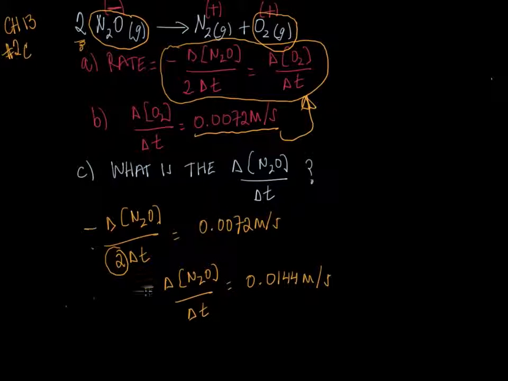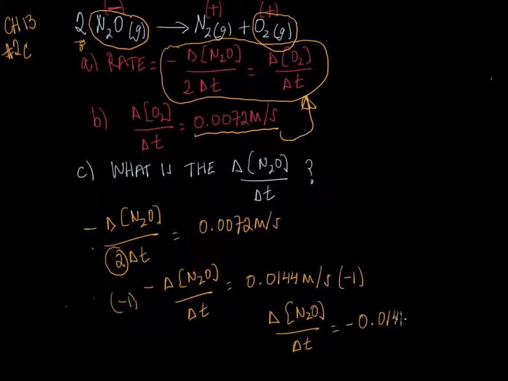Now to get rid of this minus sign, we basically just multiply both sides by -1. And so the change in N2O concentration divided by change in time is negative 0.0144 molarity per second. So why is it negative? Is that correct? What's going on there?